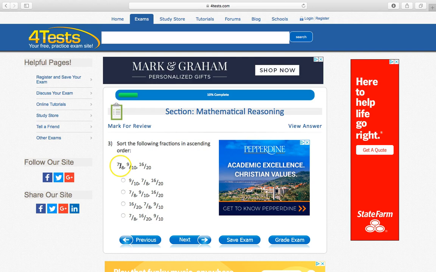Okay, so we got a 35 and a 36. So we now know that 9/10 is bigger than 7/8. And with this one, 20 times 2 is 40. 16 times 2 is 32. Okay, so this one's the smallest. So our order is going to be 16/20, 7/8, 9/10.